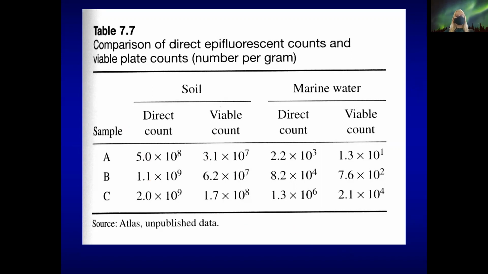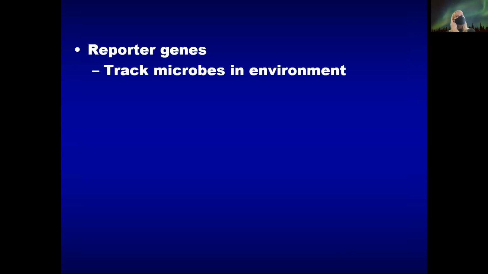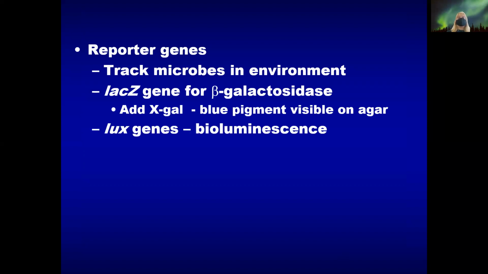So the viable count is still publishable data. You just have to recognize it's only a slice of the pie in terms of who's there. When you're looking at who's there, there are fluorescent tags that you can use. You can tag genes, for example, and there are different ways to do it. There's the so-called LacZ gene. You'll see that a lot in the published literature, where they say they used the LacZ gene.